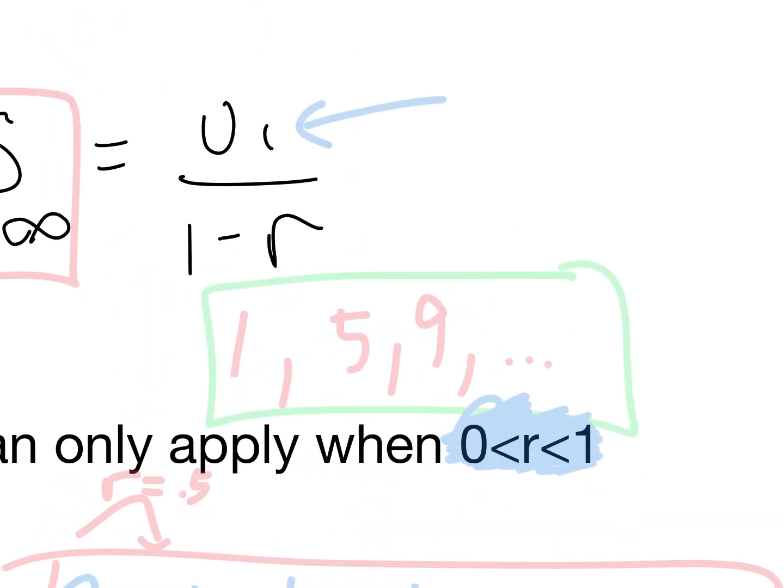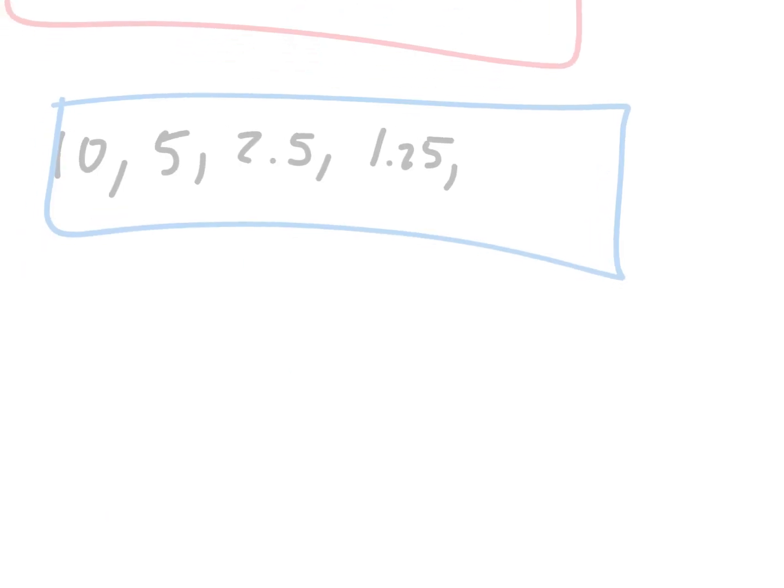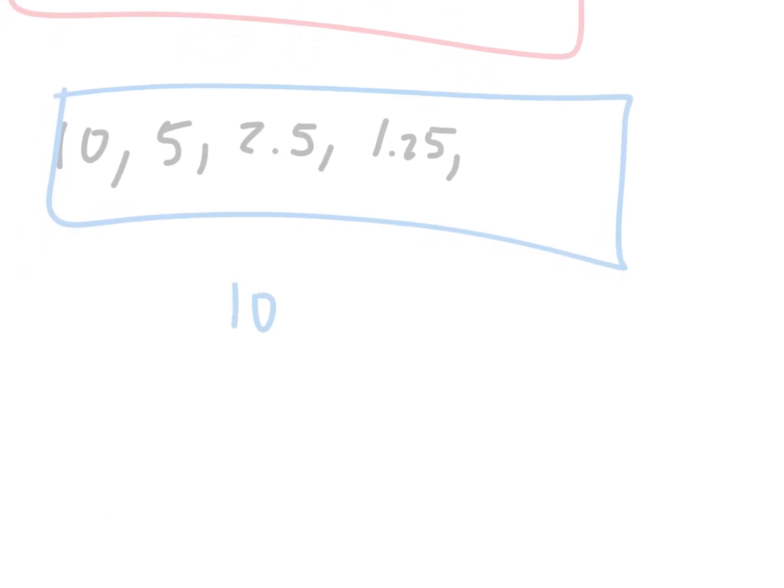You take your starting number and you divide by 1 minus the rate. What was my starting number on the door problem? 10. Because that's how far I went on my u sub 1. My first term, I went 10 feet, and then I stopped. Divided by 1 minus the rate. And what was my rate? Well, I was going halfway each time.